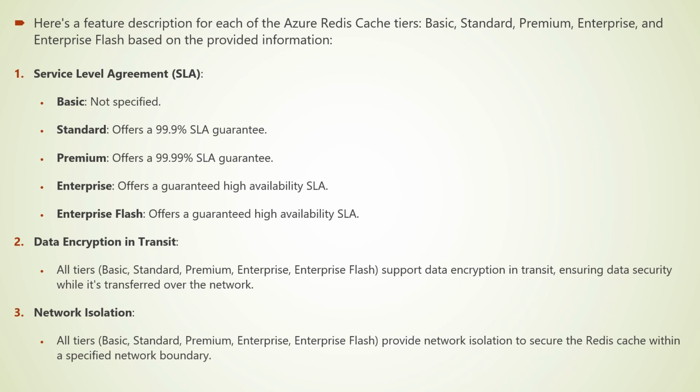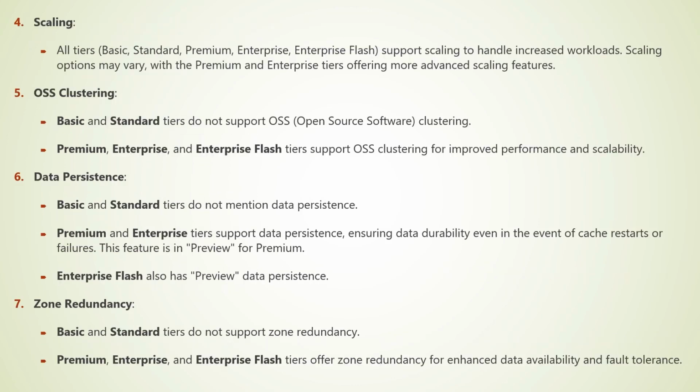Scaling. All tiers, Basic, Standard, Premium, Enterprise, and Enterprise Flash, support scaling to handle increased workloads. Scaling options may vary, with the Premium and Enterprise tiers offering more advanced scaling features. OSS clustering. Basic and Standard tiers do not support OSS (open source software) clustering. Premium, Enterprise, and Enterprise Flash tiers support OSS clustering for improved performance and scalability.